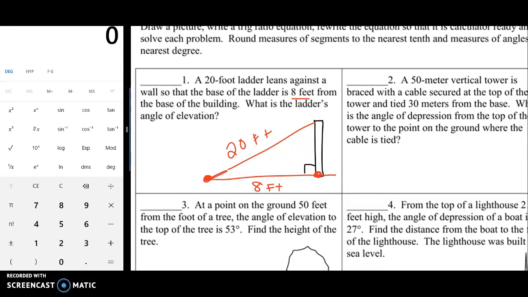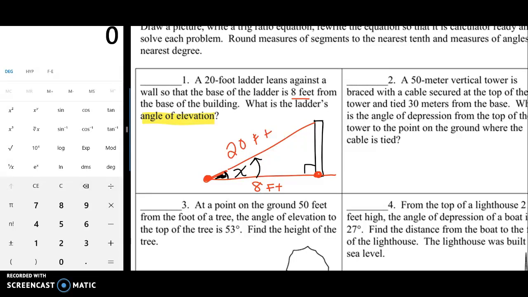Now, the question is here, what is the ladder's angle of elevation? Angle of elevation. Now remember, you're looking for your horizontal line. In this case, your horizontal line is that 8-foot distance that the base of the ladder is from the base of the wall. So when it's asking for the angle of elevation, you're going to start that horizontal line, you're going to go up. This is the angle that they're talking about. It's this angle. So they're asking you, what's the measure of this angle?